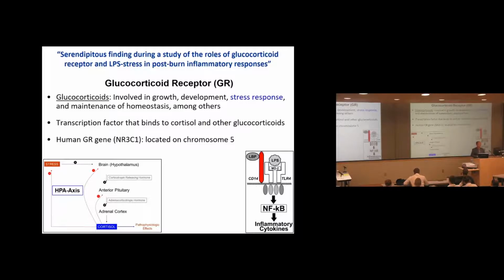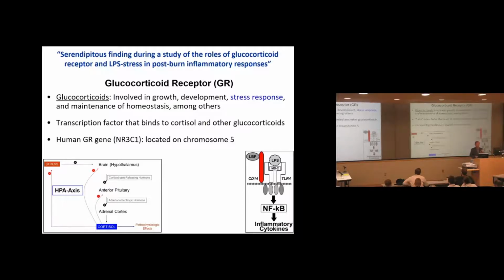One of our research interests is understanding the roles of glucocorticoid receptor in stress response in different human populations, and also different isoforms of glucocorticoid receptor. Glucocorticoids are involved in growth, development, stress response, and maintenance of homeostasis, among others. This is a transcription factor, and the human glucocorticoid receptor gene is on chromosome 5. And I'm not going to explain the HPA axis to this group.